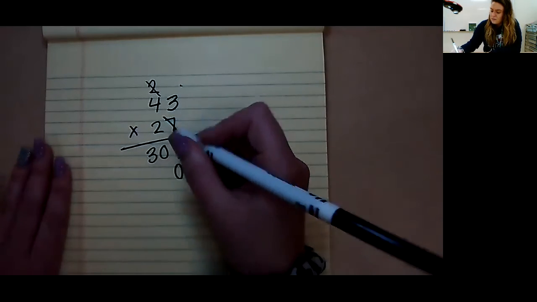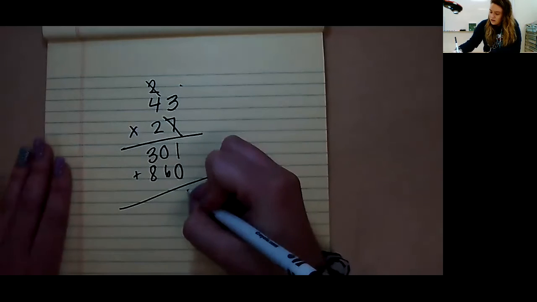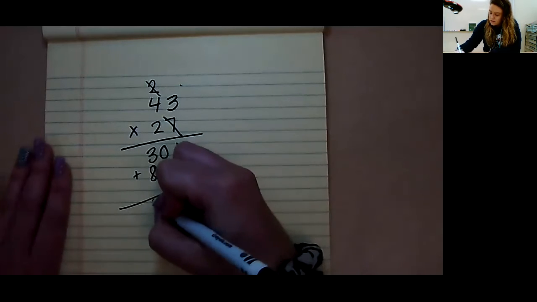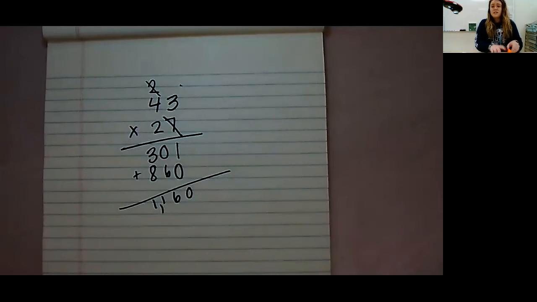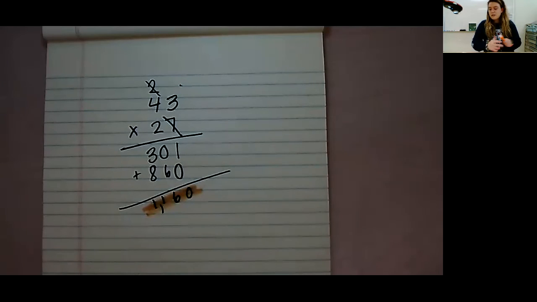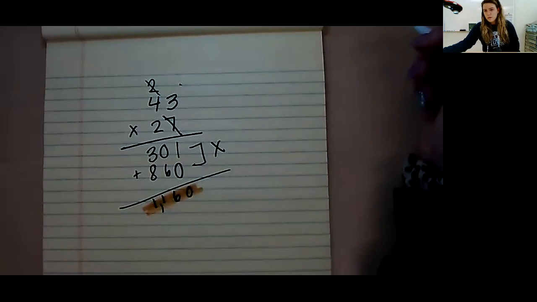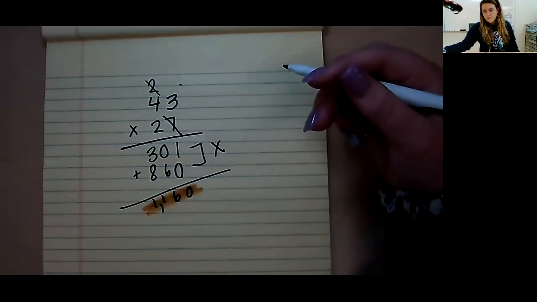So then if we continue on with our standard algorithm, we're going to have 2 times 3, which is 6. 4 times 2 is 8. We add them up. We're going to get 1,160, which is what we were getting before. Now, this is the product, but these are not considered partial products like the other strategies are.